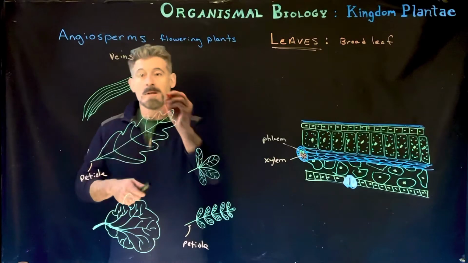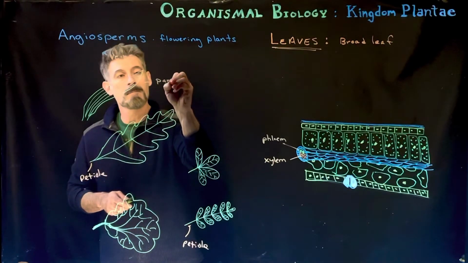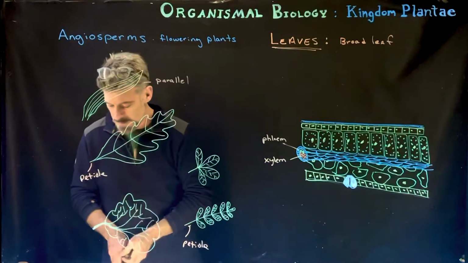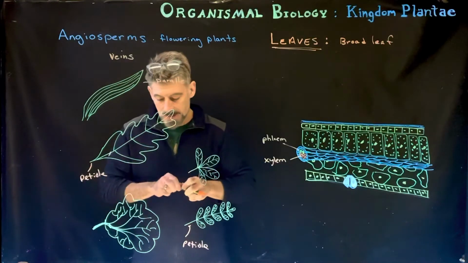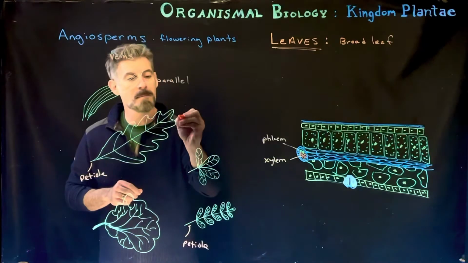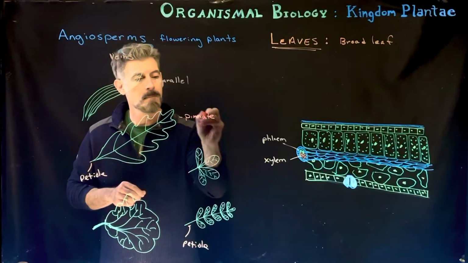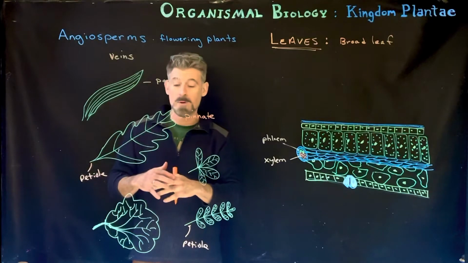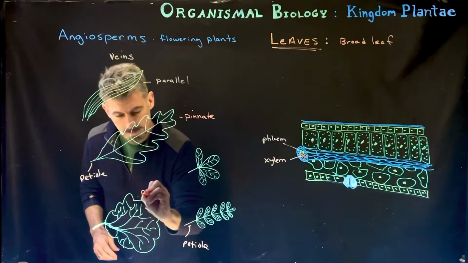Some leaves have a venation pattern that is parallel. Some leaves have a pattern that we then call pinnate. And then some leaves have a much more branched pattern that is called palmate.